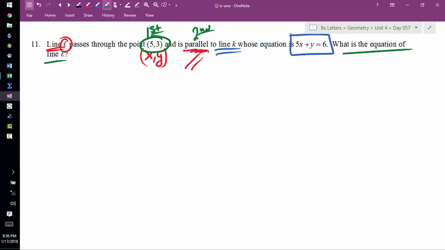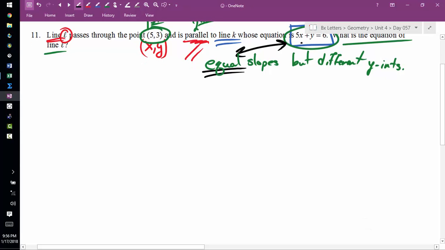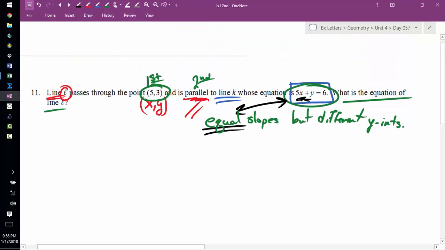And when I hear parallel lines, what comes to mind is equal slopes, but different y-intercepts. Okay, so I need to find what the slope is, and I can find that out by looking at my original line and looking at that slope. Because whatever this slope is, my parallel line will have the same exact slope.